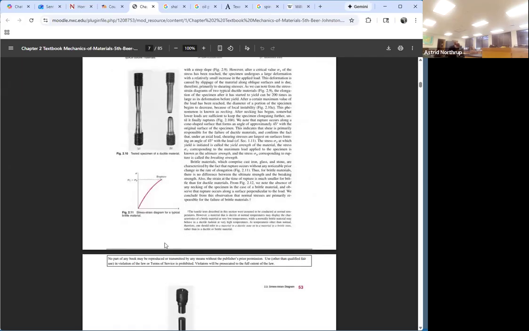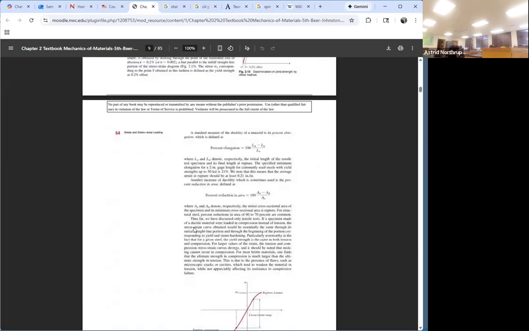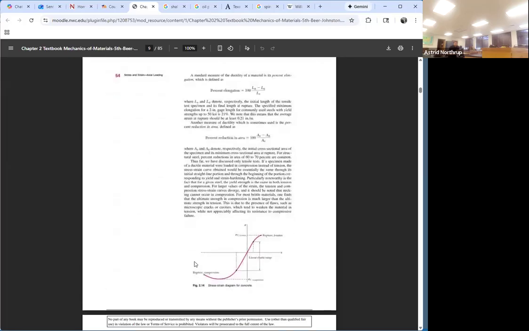Exactly. So, brittle breaks tend to be at a 90-degree angle from the axis. And if you have a more ductile material, the shape will be a little bit different.